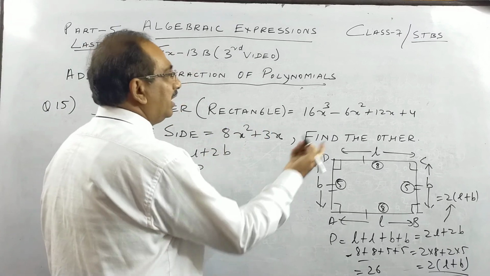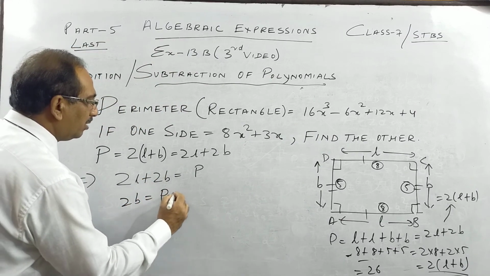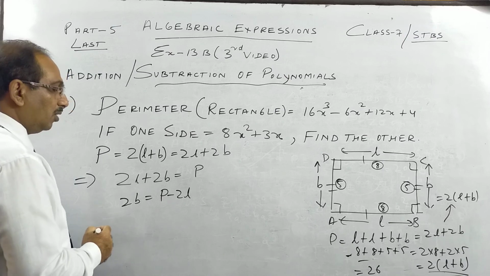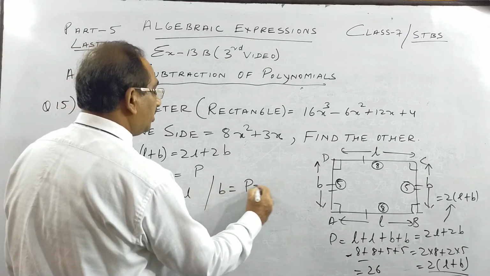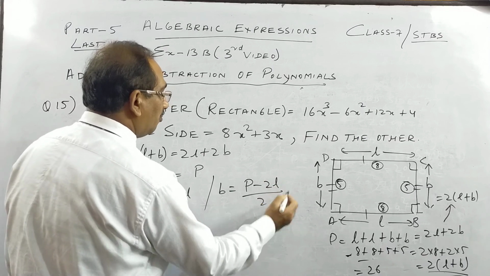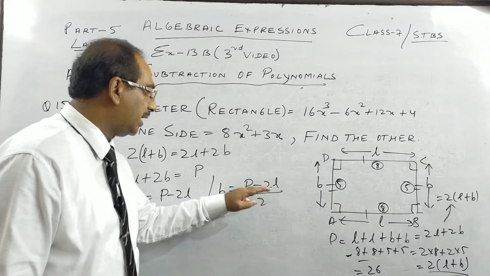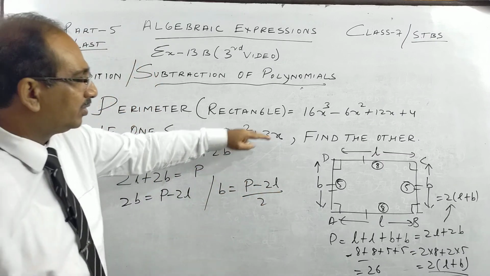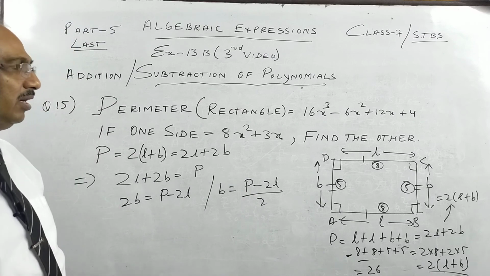So what we are finding is, let it be breadth. So what we have formula, 2 breadth is perimeter minus 2 length. So finally what we get, children, breadth is perimeter minus 2 length by 2. So first of all what we have to do, children, is subtract twice one of the sides from perimeter, and what we get we have to divide by 2.